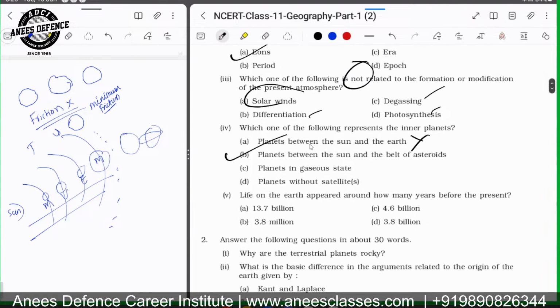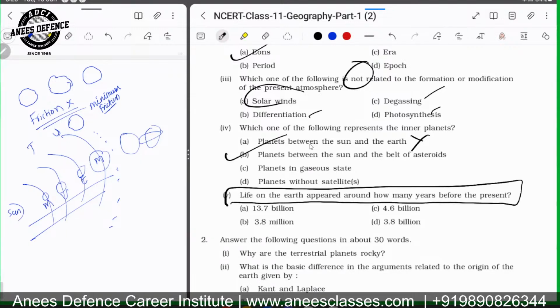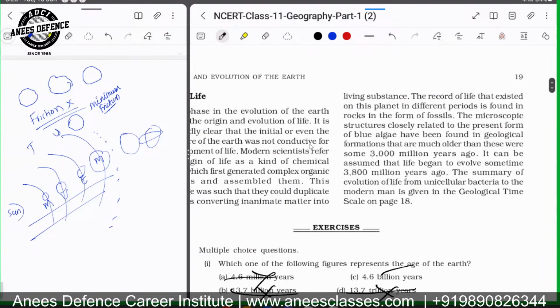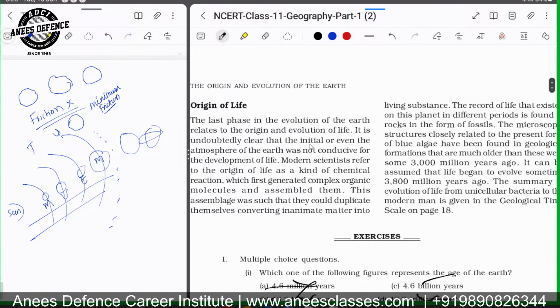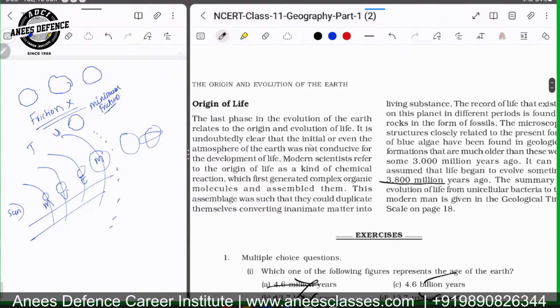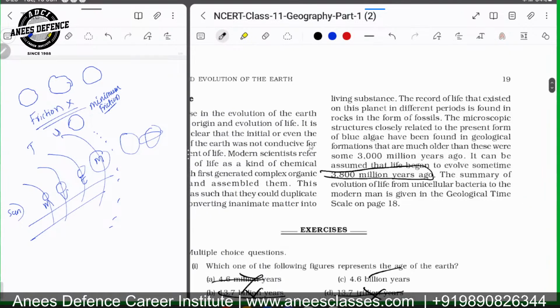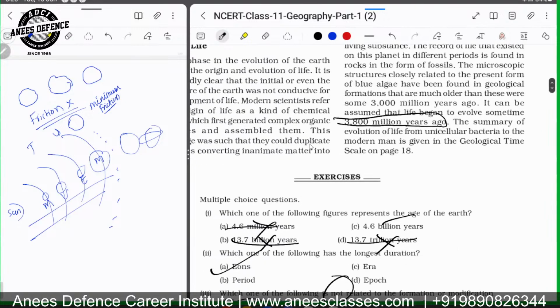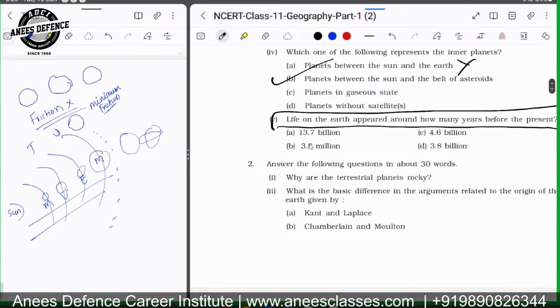Life on Earth appeared around how many years before the present? Okay, it's almost 3.8 million years ago. You can see, so it can be 3.8 billion, sorry. So that can be the possible answer. Okay, this type of questions are asked.